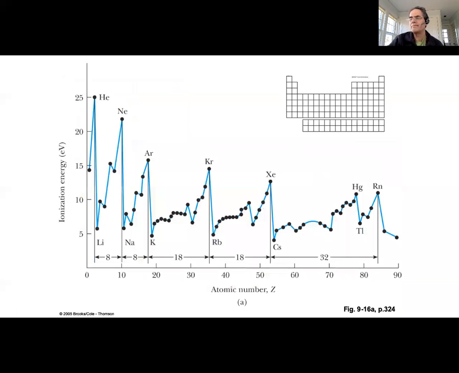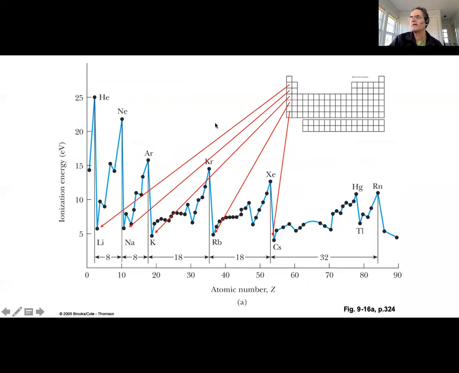Oh, and finally, I just wanted to show you one piece of data showing how the chemical properties of elements in the same column are similar. So this is a graph of ionization energy versus atomic number. And there are some interesting patterns. First of all, you'll notice that the ionization energy of all the elements in the first column of the periodic table, lithium, sodium, potassium, rubidium, cesium, is very low, okay? So that's a similar chemical property across all of these.